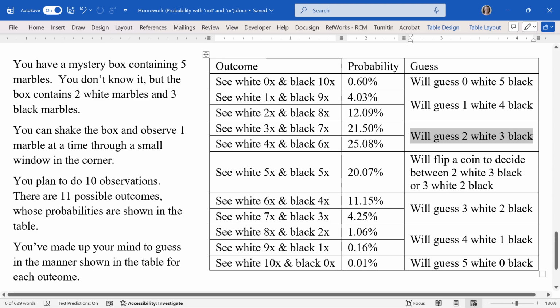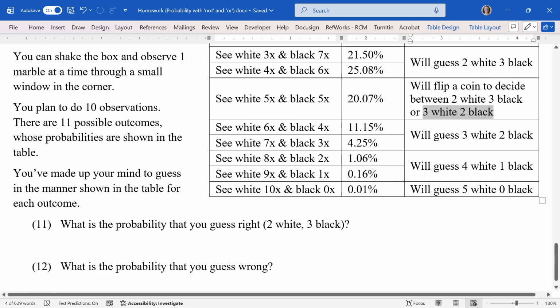So I just went through here and put what guesses I think would make sense in each of these situations. And the only one where you can't totally decide is when you see half and half, because you know there are 5 marbles. If you see exactly half white and half black, how do you decide between 2 white, 3 black, or 3 white, 2 black? So I said what I'll do is I'll flip a coin. Well, theoretically, you are doing this. I guess it's really my idea. So you're going to flip a coin to decide between those 2 guesses in this case. All right.